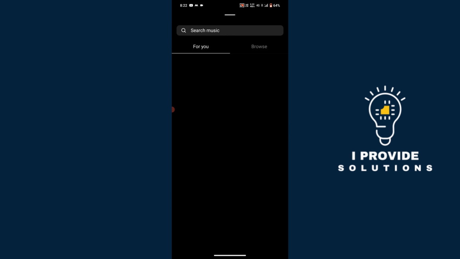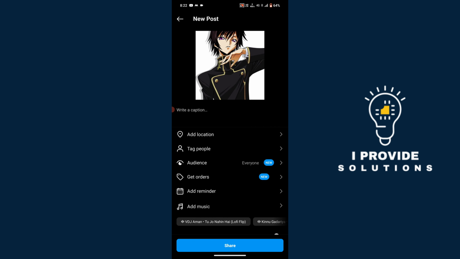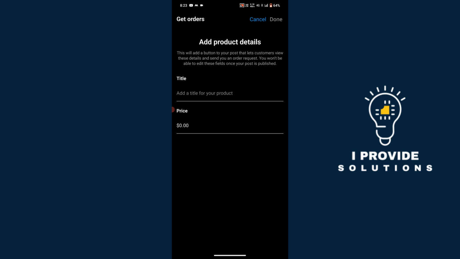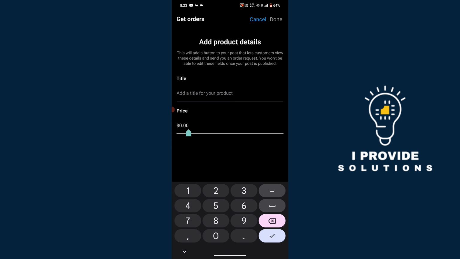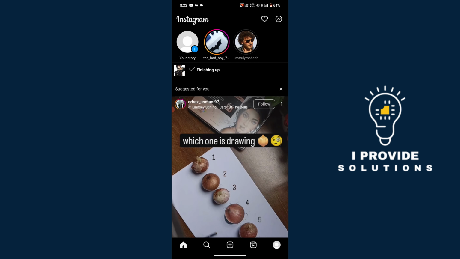So these are the add music options. If you need to tag any people, tag them here. And these are the get orders, title, and this is the price of sharing. It is finishing up.